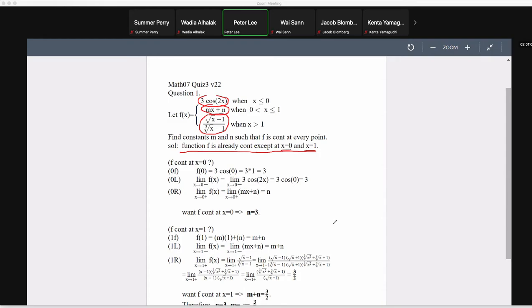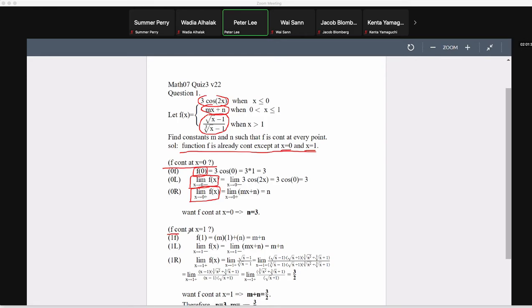So that tells us the function is already continuous at all other points. You only need to worry about those two points, x equals 0 and x equals 1. Now, how do you make the function continuous at x equals 1? What you have to do is find the function value, and then find the left limit of the function at x equals 0, which is this guy right here, and then find the right limit. And this was not made clear on many of your papers.